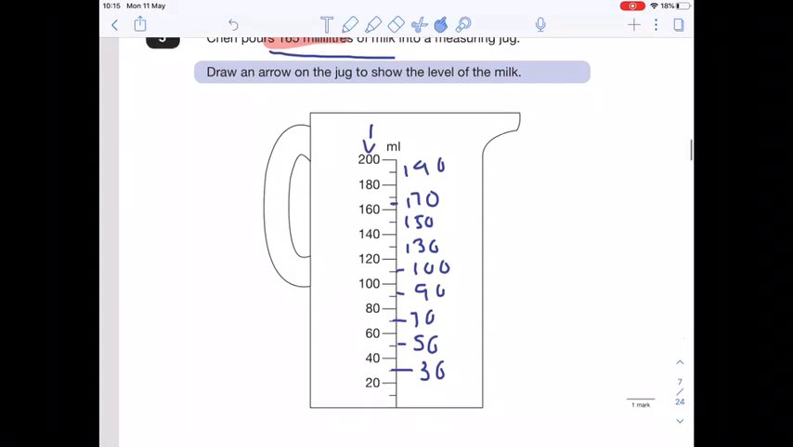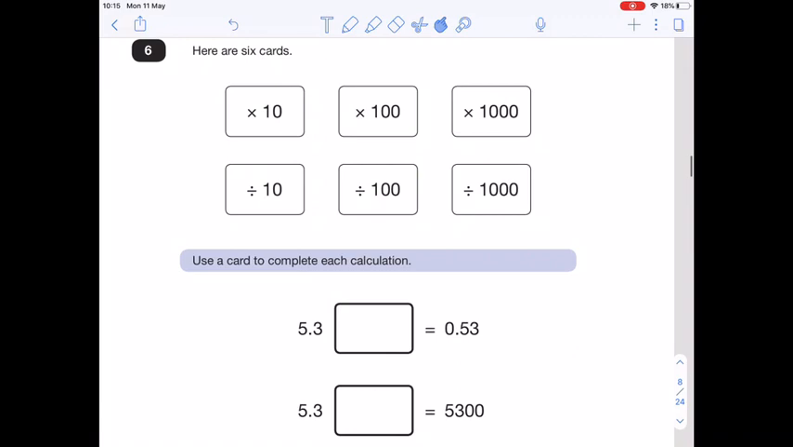Okay, next one. Here are 6 cards. Have a look at them all. They're all multiplying, dividing by 10, 100, etc. And it says here, use a card to complete each calculation. So you need to use one of these cards to put in here.